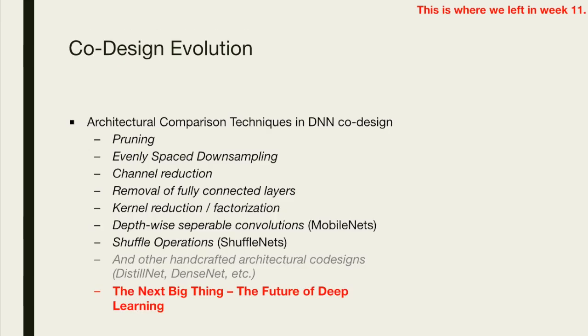We were talking about this co-design evolution. This was where we left in week 11, guys. So what we did was, up to now, architectural co-design, guys. We've discussed pruning, channel reduction, removal, and actually some of these, if you remember the previous week, some of these items, just like depth-wise separable convolution, it's an idea, but it corresponds to a specific paper from Google, MobileNets. Another one, shuffle operations, that's an idea. You shuffle the convolutional features among each other, and that idea is being implemented in ShuffleNets and as a shuffle net unit by some Chinese AI company.